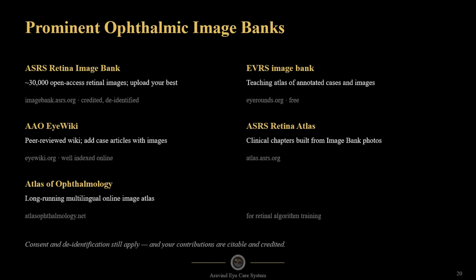So we have covered the journals. Now we come to image banks. There are prominent image banks. The most famous is the ASRS Retina Image Bank. Right now it has close to 45,000 images pertaining only to retina and fundus photography. So you just need to create an account and start uploading pictures there. They have image of the month and image of the year. And if it gets selected image of the year, you get a free travel to the US for the annual Retina meet.